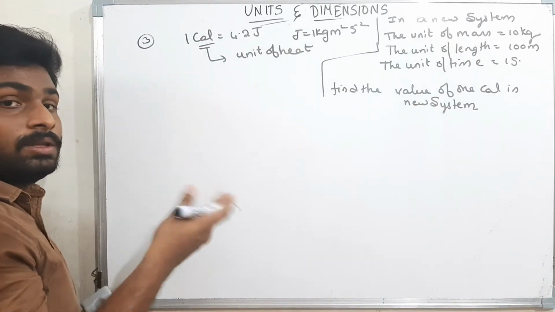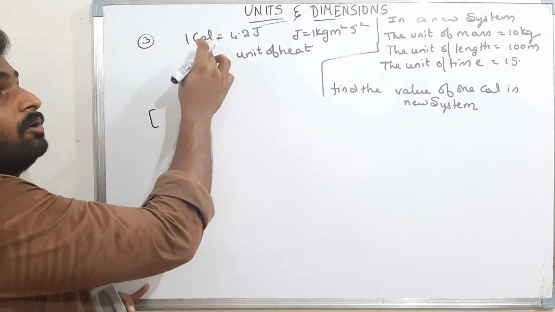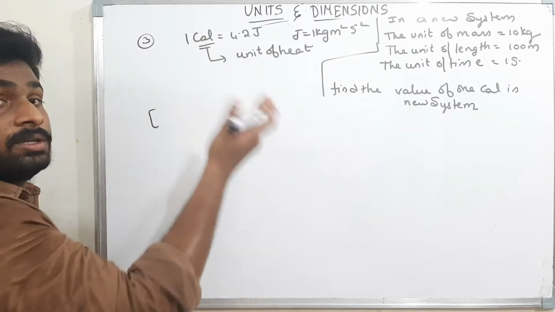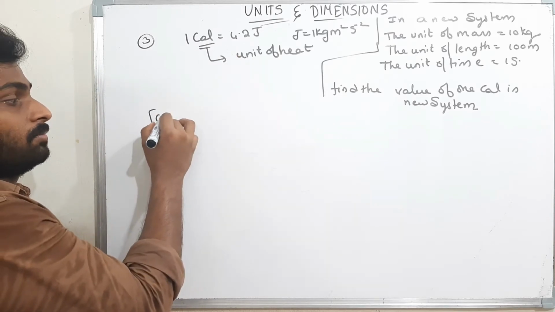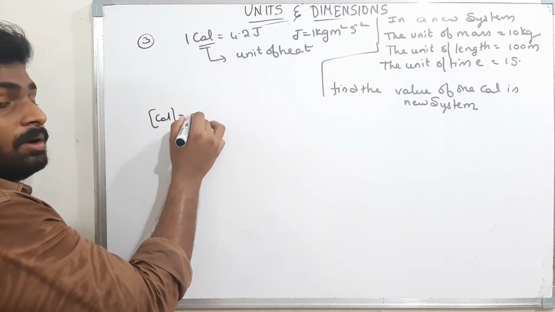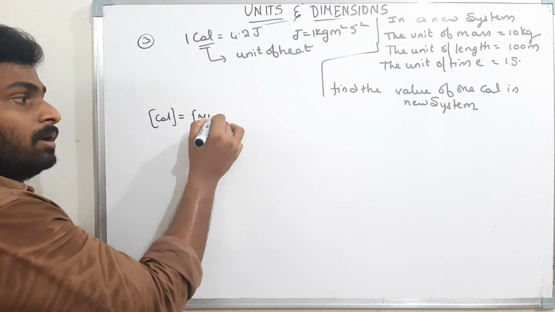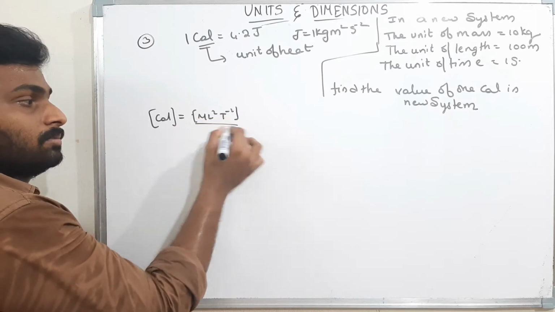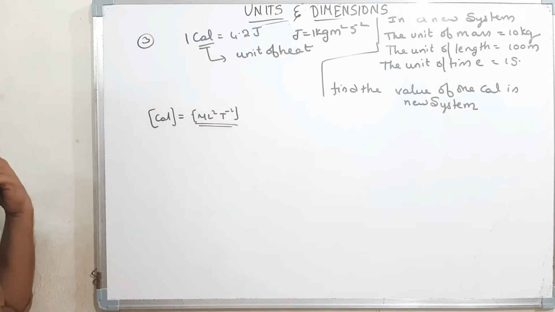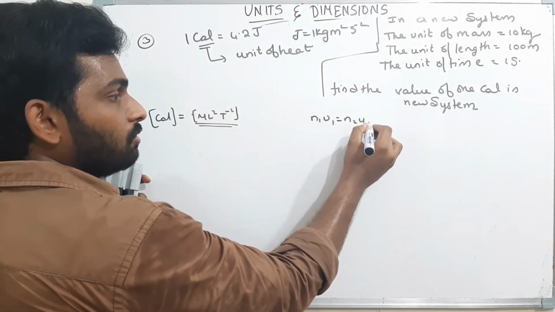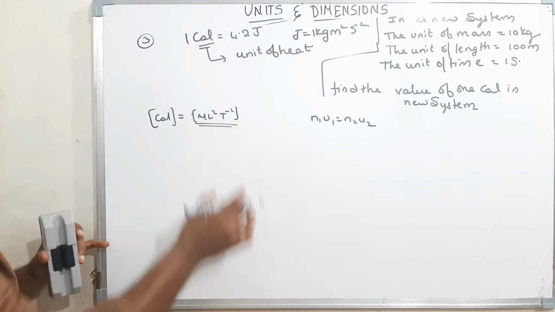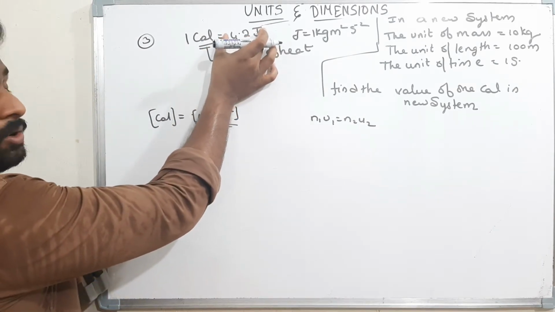First of all, you have to find the dimension of calorie. Calorie is nothing but unit of heat. Heat is nothing but energy. Energy is nothing but work. Therefore, the dimension of calorie is nothing but M L square T power minus 2. Okay. Now, observe carefully what I am doing. Now, I am using the same formula, n1 u1 is equal to n2 u2. I am converting this 4.2 joules.